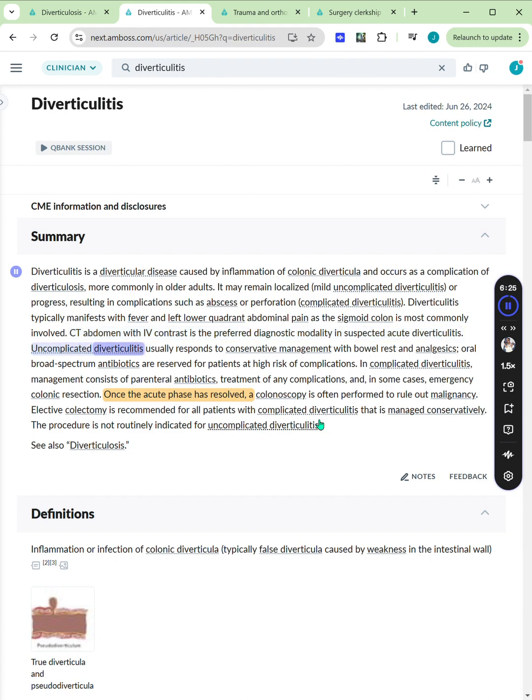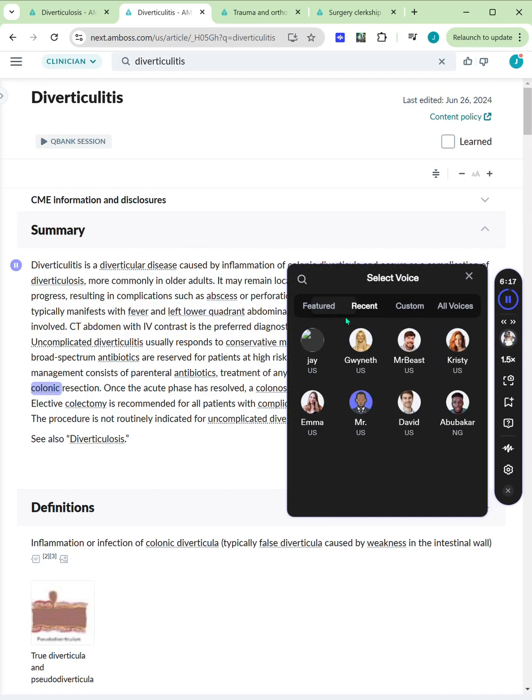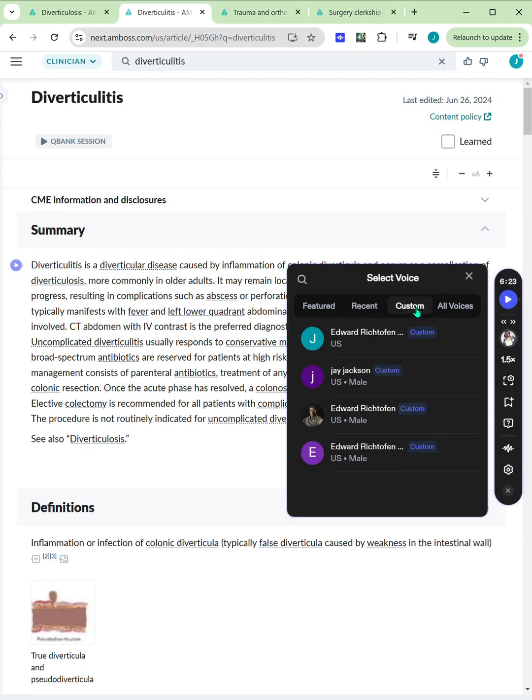Uncomplicated diverticulitis usually responds to conservative management with bowel rest and analgesics. Oral broad-spectrum antibiotics are reserved for patients at high risk of complications. In complicated diverticulitis, management consists of parenteral antibiotics, treatment of any complications, and, in some cases, emergency colonic resection. Once the acute phase has resolved, a colonoscopy is often performed to rule out malignancy.